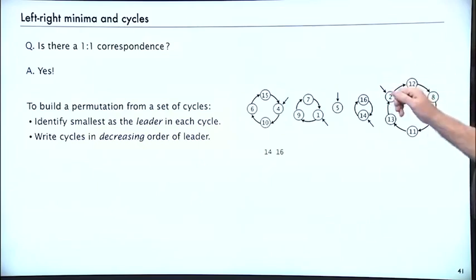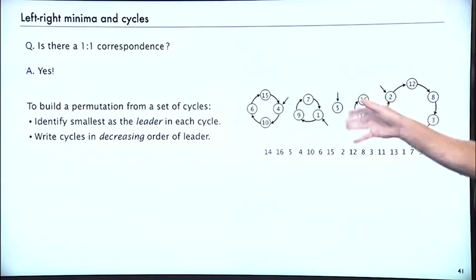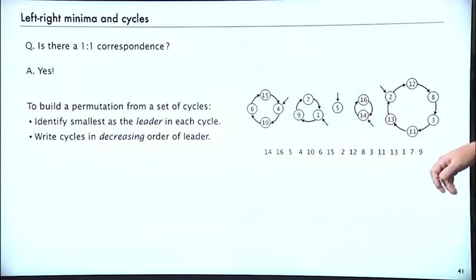So we pick the largest leader and then write down its cycle just by following the cycle. In this case, the largest one is 14. That's where we write 14, 16. The next largest leader is just the 5. The next one is that first one, where the leader is 4, so we write down 4, 10, 6, 15. And then the big one at the end, we write down 2, 12, 8, 3, 11, 13. And then the one containing the 1, 1, 7, 9. Now, we didn't demarcate the cycles in any way, but that's a permutation.